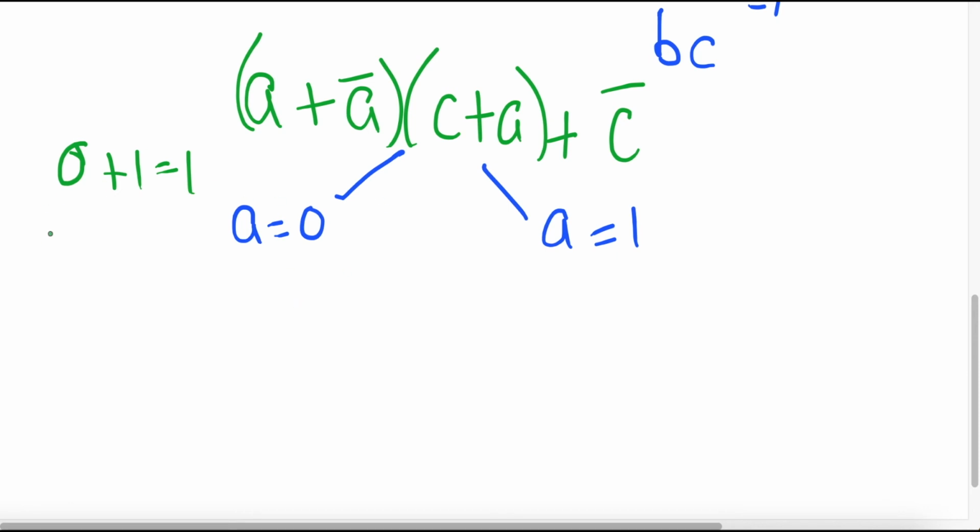However, if it was something else, like 0 plus c or 0 plus b, then the whole term would be 0. Okay? It's only because the 1 is here that it becomes a 1. Alright?